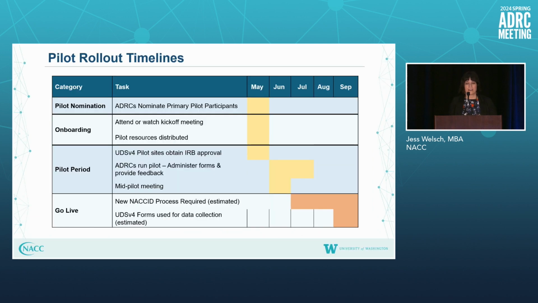All right. And then we will be running the pilots through June and July. So you'll be able to interact with the submission interface, the ADRC portal data, as well as provide that feedback to us, and we'll have a midpoint meeting to check in with all the participants as well, so that we'll be able to collect all of your feedback during this initial period and incorporate it into the final rollout. The go-live anticipation, as Dr. Viber said, was July for the new NACC ID process to be rolled out, and then September for starting to collect those UDSV4 data.